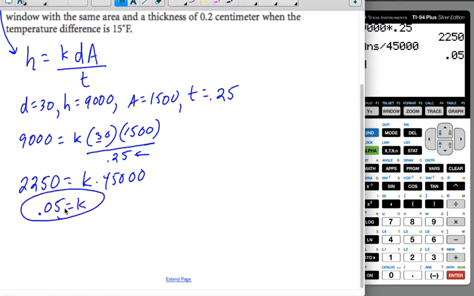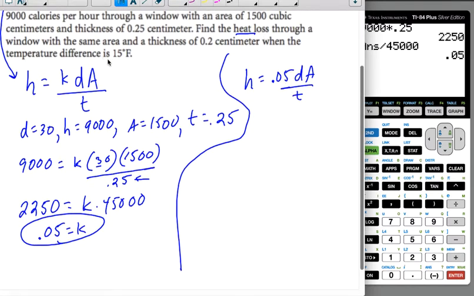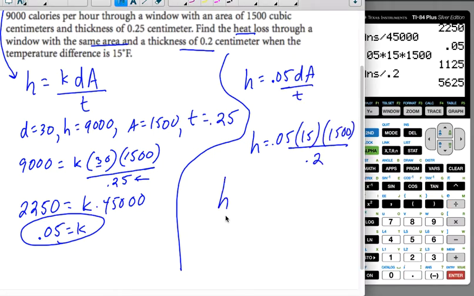Once I know that, I know that the equation I'm using is H equals 0.05 dA all over T. That's the equation I have to use. And then I'm given values to find. I'm asked to find the heat loss, H, through the same area when there's a different thickness and temperature difference. So the temperature difference is now 15, the area is still 1,500, and the thickness is now 0.2 centimeters. I'll clean that up: 0.05 times 15 times 1,500, divided by 0.2.